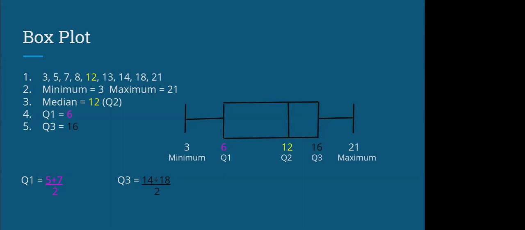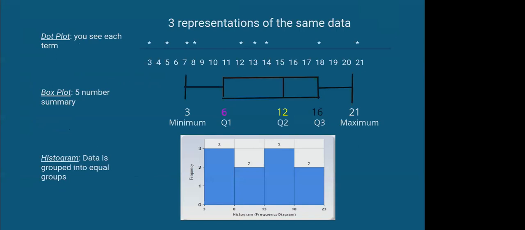So we have about 9 minutes, so I will introduce the lesson. Here's what I wanted you to get from the warm-up. In the dot plot, you see each term. It's clear. You could say there is only 1 8, there is 1 14, there is 1 21.